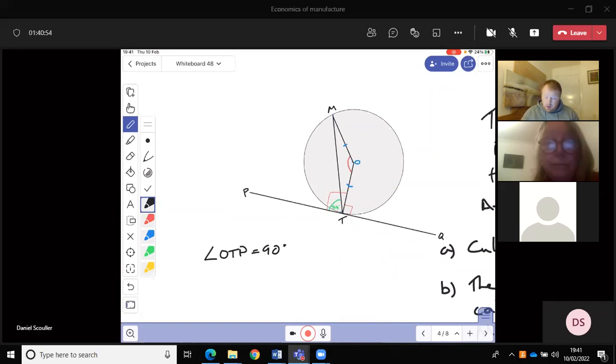Okay. We know angle MTP is 77 degrees. That's given in the question. So that will allow us to find out what angle MTO is. MTO will just be 90 minus 77, 13 degrees.